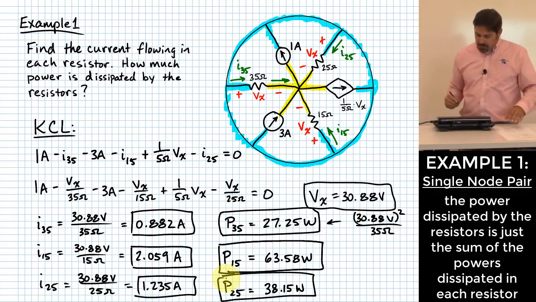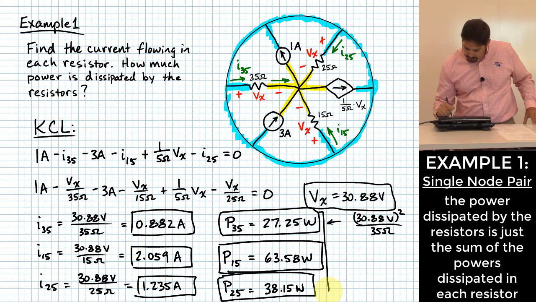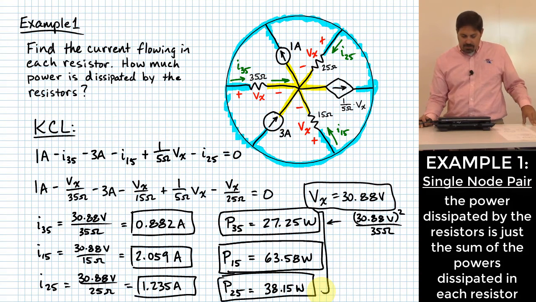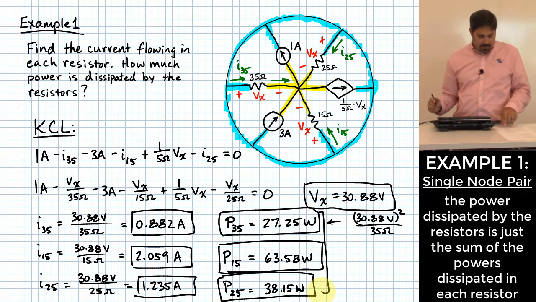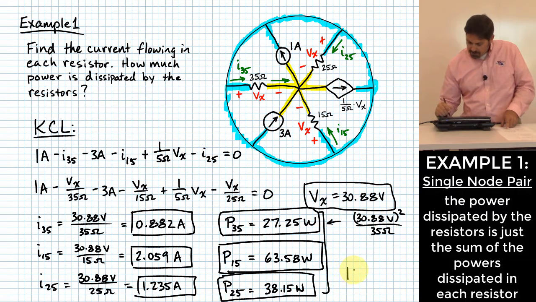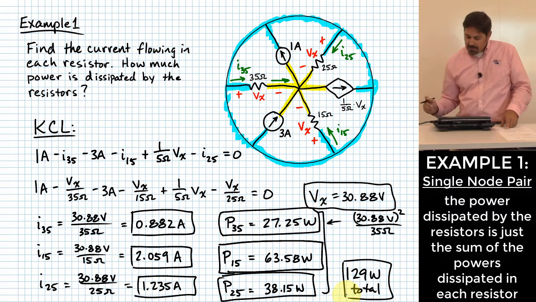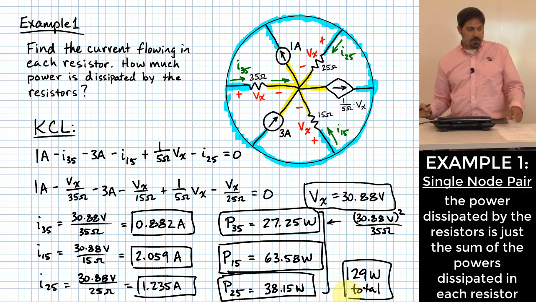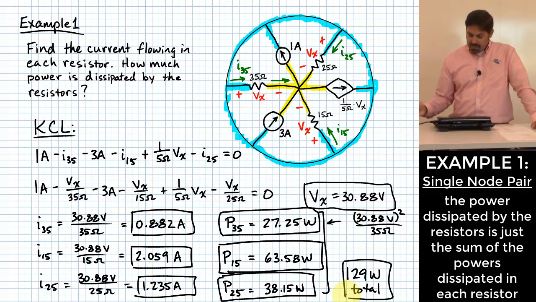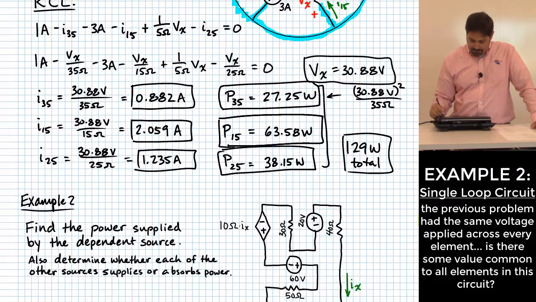I won't bore you with it, but if you're curious, the sum of all those powers that are dissipated by the resistors wound up being 129 watts or so. That would be how much is dissipated in resistors. That doesn't count the sources. Okay, let's do one more example, and then we'll get into the other stuff that we do.